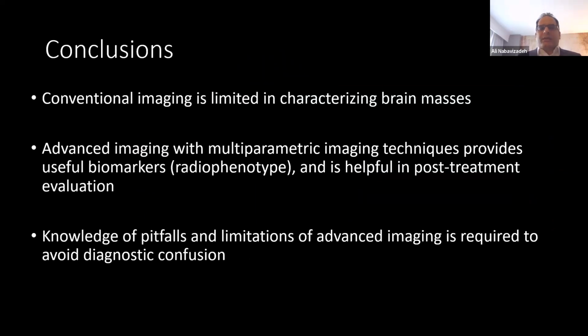So in conclusion, conventional imaging is helpful, but is limited in characterizing brain masses. We need to take advantage of advanced imaging with multiparametric imaging to identify radiophenotypes and also in post-treatment evaluation of brain tumors. It's important to be aware of the pitfalls and limitations of advanced imaging to avoid diagnostic confusion.